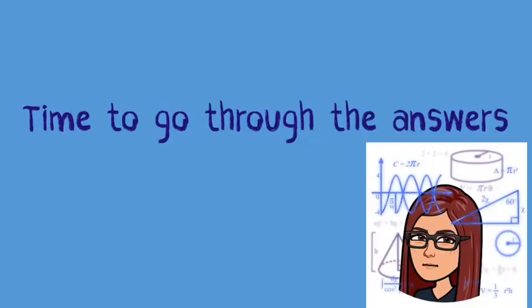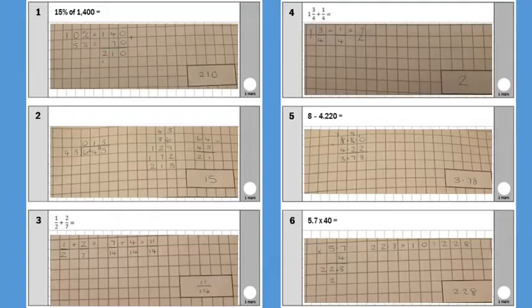Okay, time to go through the answers then. So for the first one, we have to find 15% of 1,400. What I would do for this is partition out my percentage and find 10% and 5% and then add them together. To find 10% of 1,400, we simply divide 1,400 by 10, which gives 140. Then, to find 5%, I would half 140, because 5% is half of 10%. That would give me 70. And then I would add the two numbers together, which would give me 210.